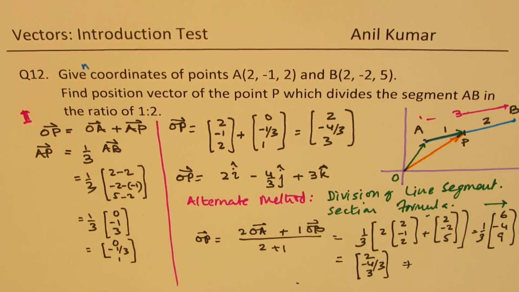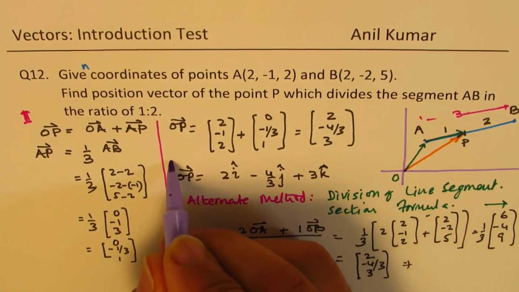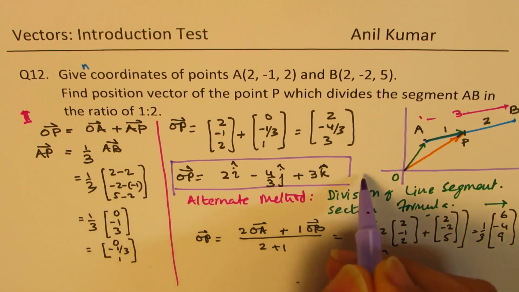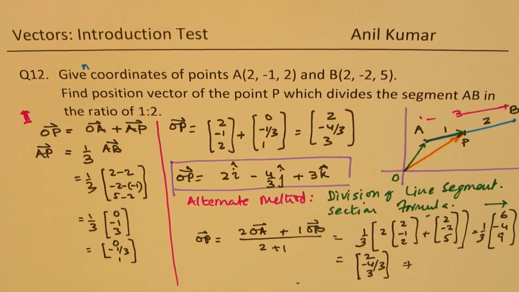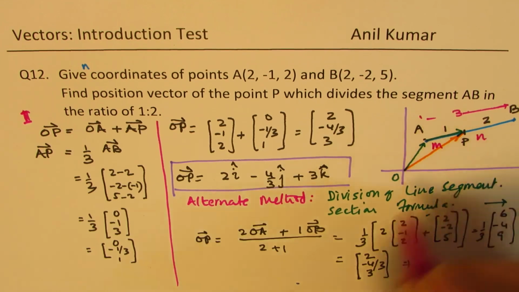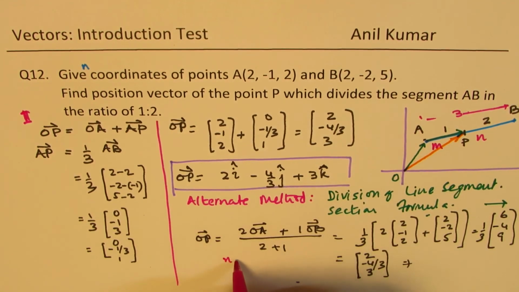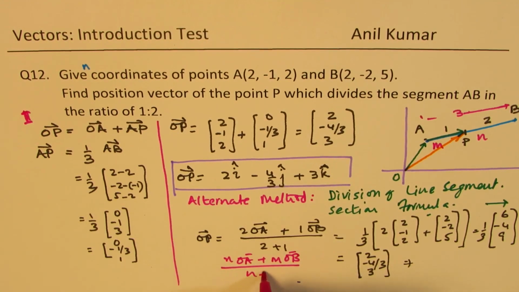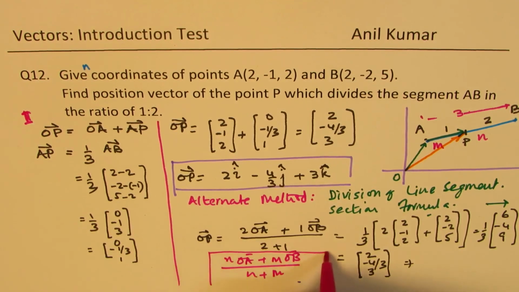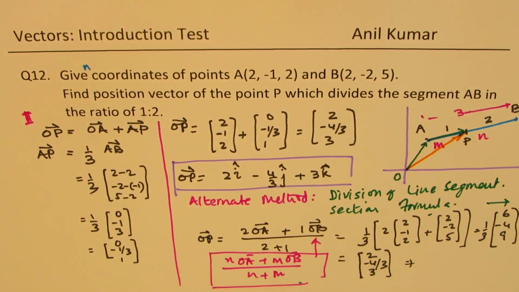So that is how you could do it. I hope the steps are absolutely clear. So follow the method which you like. This is from basics, so you understand how to do it. Here, we have not derived the formula, right? Basically the formula is that if the division is m is to n, then it is n times OA plus m times OB over n plus m. Is that okay? That is the formula which we have used here. Anyway, I hope you understand all these steps.